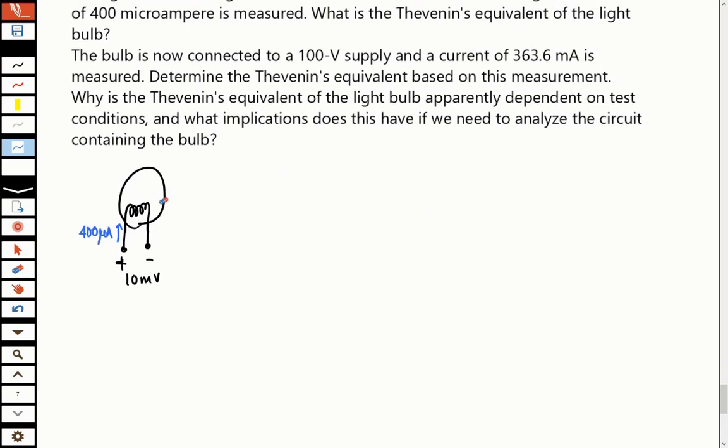How can I find it? What would be the Thevenin equivalent? Will there be a voltage source here in the Thevenin equivalent? No, the light bulb does not have any power source inside it, right? So there is no voltage. Voltage will come out to be 0, VTH or VOC. But what would be RTH in this case?